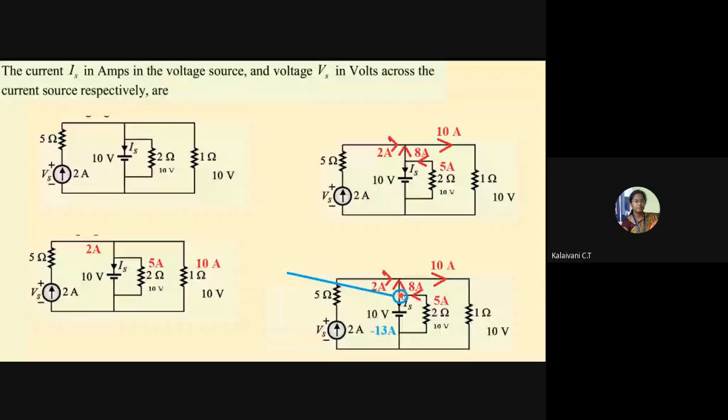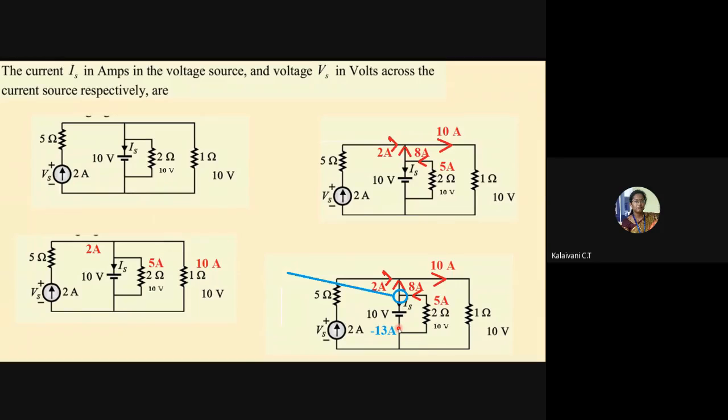So at this point, if I apply the KCL law, outgoing is 8 amps, incoming is 5 amps. Again, outgoing we have to find. So it will be equal to minus 13 amps. So we are applying the same KCL law. So the current across the voltage source will be minus 13 amps. So our first answer we have found out, IS is equal to minus 13 amps.